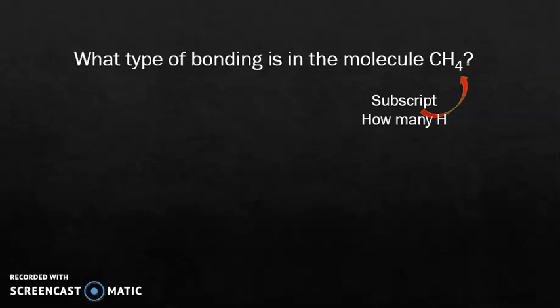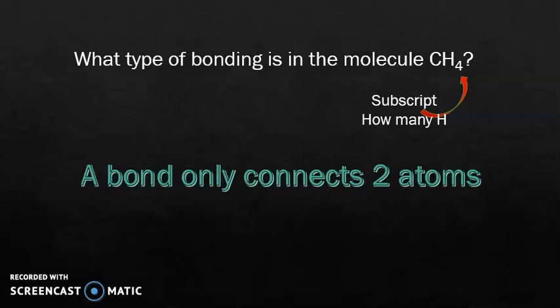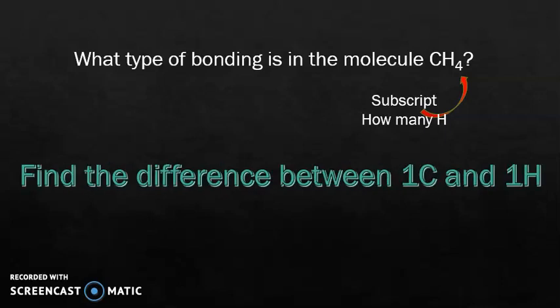Now, I'm going to take a moment here to make sure that you understand that a bond only connects 2 atoms. So in this particular molecule, I'm looking at a bond only between 1 carbon and 1 hydrogen. In this molecule, I would have several bonds that hold several of my atoms together. Anytime that you have more than 2 atoms, I should say, there should be more than 1 bond. So 1 carbon and 1 hydrogen.